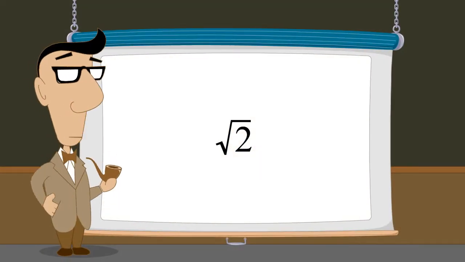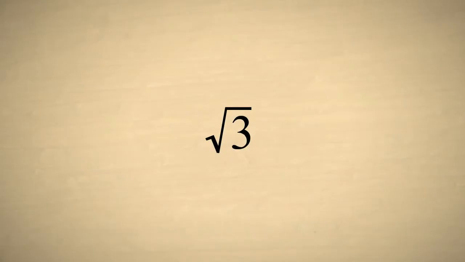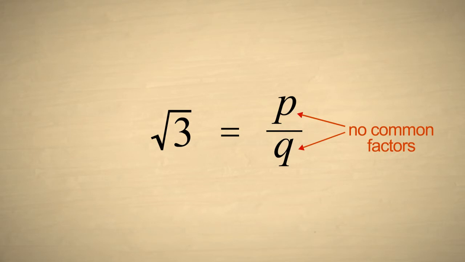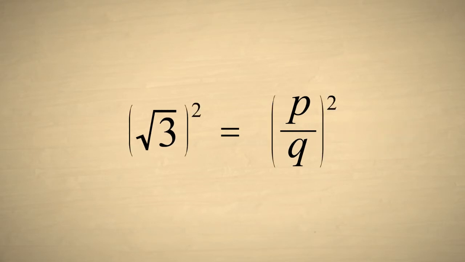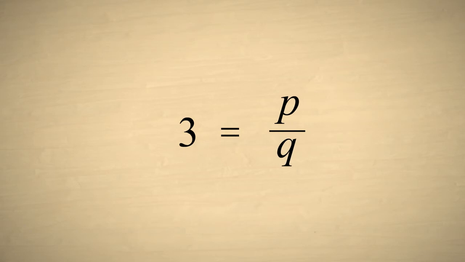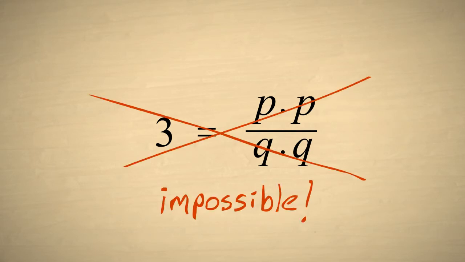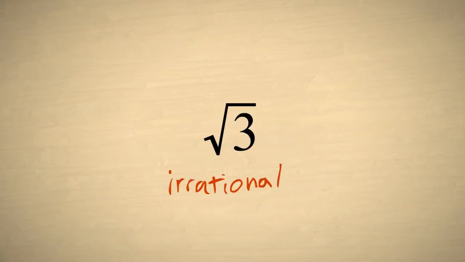This same argument can work for other square roots. For example, we can start with the square root of 3 and try and represent it as the ratio of two integers with no common factors. Squaring both sides, we get 3 equal to p times p over q times q, and since p and q have no common factors, this fraction can't be reduced to the integer 3. Therefore, the square root of 3 is irrational.